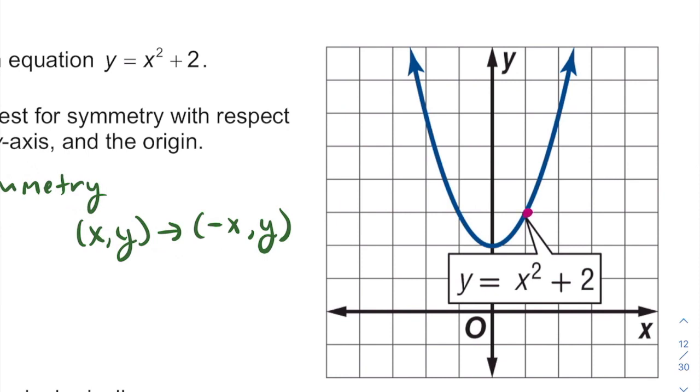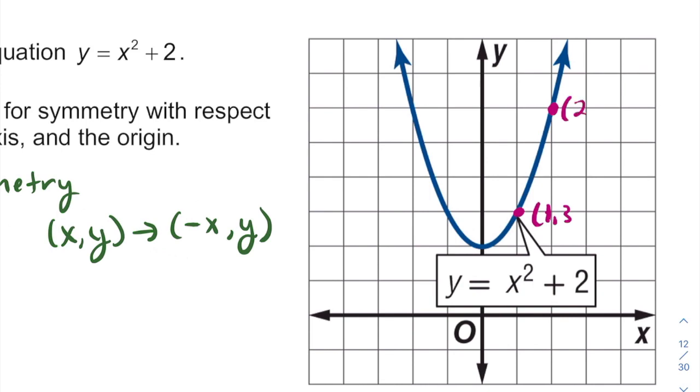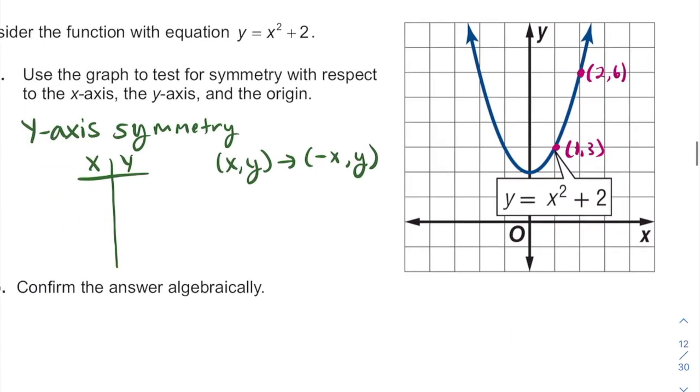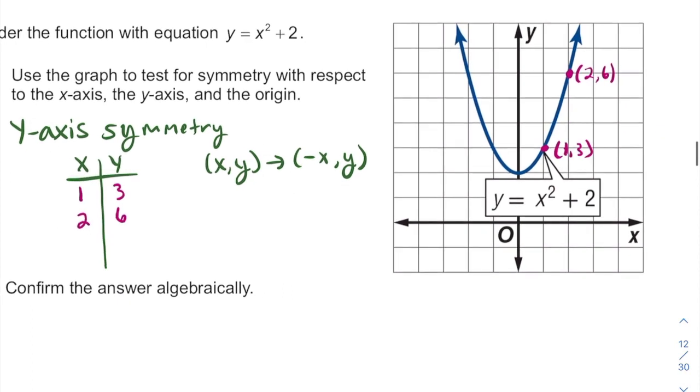Over here, it looks like that is (1, 3). And then maybe up here, this is 2, 4, 5, 6. So this is (1, 3), and this is (2, 6). So we're saying that the point (1, 3) is on our graph and the point (2, 6) is on the graph. So now the question is, is the point (negative 1, 3) on the graph?